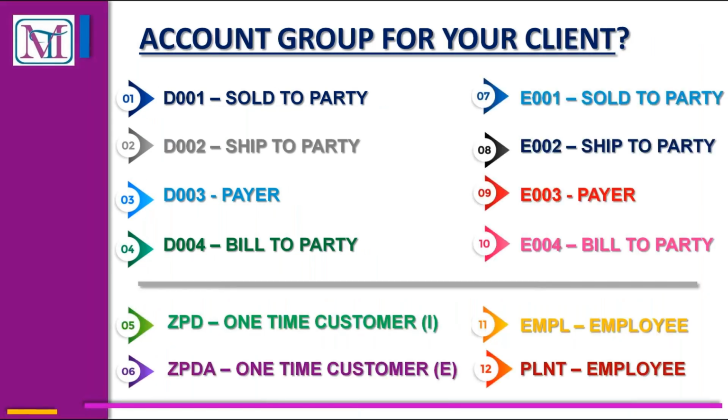The next question is very important, and they ask it very frequently: how many account groups have you implemented for your client? Here we have different sets of account groups for domestic customers and for export customers, such as different sold-to party, ship-to party, bill-to party, and payer for domestic and export customers. Apart from this, we have created employee as a customer, with a separate account group for the employee customer. For plant as a customer, we have a separate account group. Then one-time customer with internal number range assignment, and one-time customer with external number range assignment.